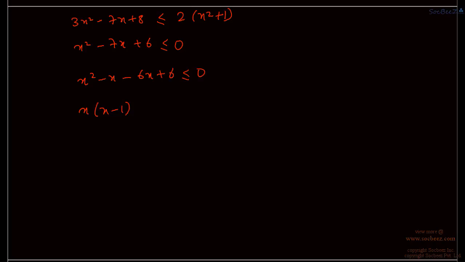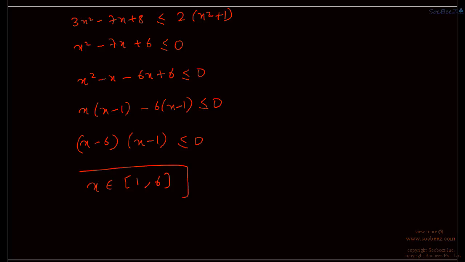Taking it as (x minus 1)(x minus 6) less than or equal to 0. So when will this expression have a value less than or equal to 0? We know that the roots are 1 and 6, and hence whenever the value is between them, one of the terms will be positive and the other negative, so the value will be less than 0. Hence x belongs to the domain [1, 6]. Right? So this is the answer.